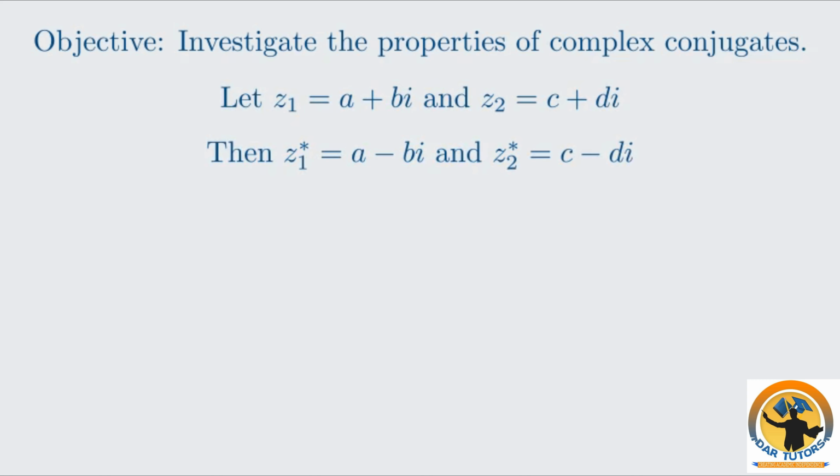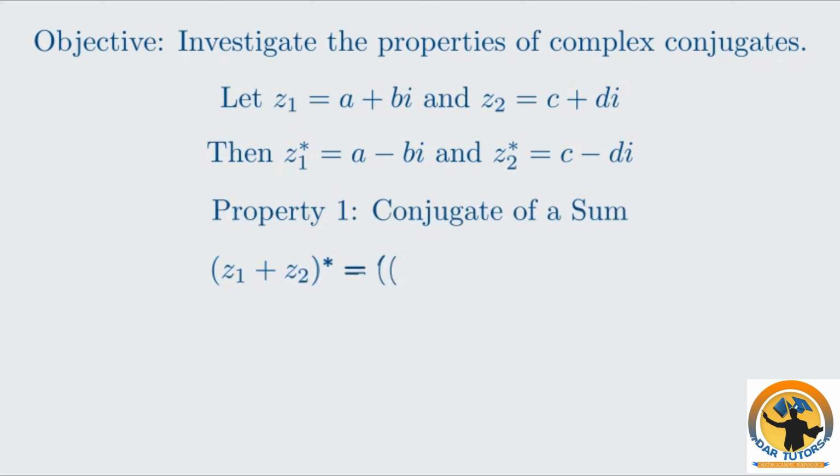First, let's consider the conjugate of a sum. The conjugate of z1 plus z2 is the conjugate of (a plus c) plus (b plus d)i. This is (a plus c) minus (b plus d)i.